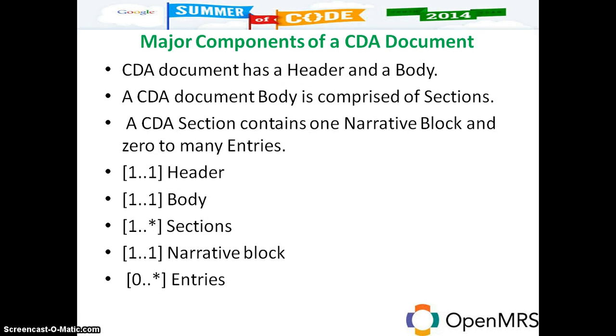Major components of CDA document. A CDA document has header and a body. CDA header is comprised of required information elements as defined by CDA specifications. CDA body is comprised of sections and sections contain one narrative block and 0 to many entry blocks. On the whole, a CDA document will contain one header, one body, and each body will consist of 1 to many sections, and each section consists of one narrative block and 0 to many entries.